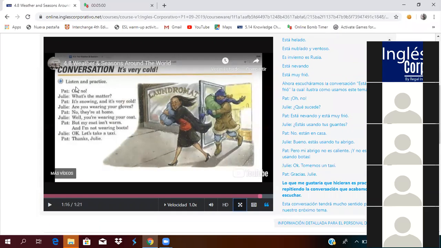For example: Oh no, what's the matter? It's raining so much, it won't stop raining. Oh, but do you have your umbrella? No, I don't have my umbrella. I forgot my umbrella at home. Oh, that's terrible. What about your boots? Do you have any boots? No, I left my boots at home. Oh, that's not good. Do you have a raincoat? No, I left my coat at home. Oh, that's terrible. Okay, let's take an Uber.